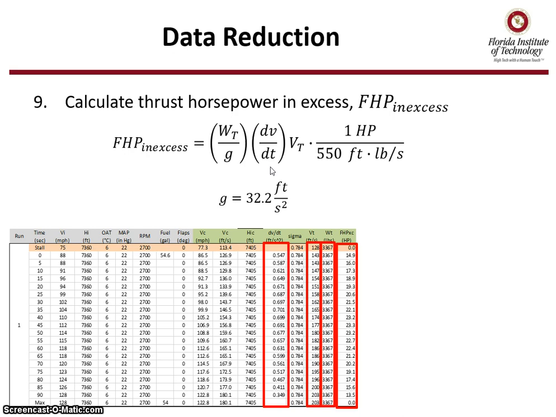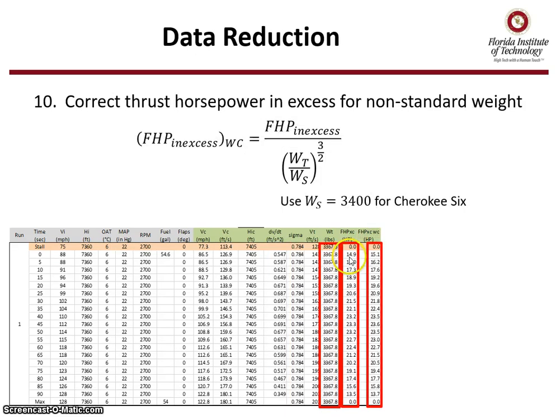Step 9, we'll calculate our thrust horsepower in excess using this equation. We have our test weight, G, 32.2, dv/dt data, our true airspeed, and the rest just puts this in horsepower. So that's the columns of data that you're going to use along with this value for G and calculate thrust horsepower in excess. Once we have this data, we're going to correct it for non-standard weight. So we just calculated this, divide by the weight ratio to the 3/2 power. Our standard weight for the Cherokee 6 is 3,400 pounds. So now we have this column of data.